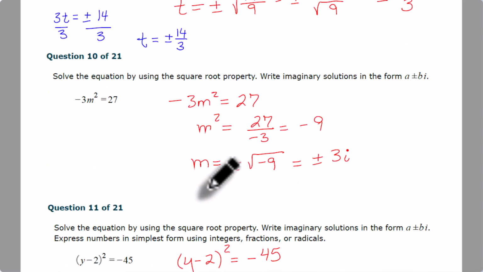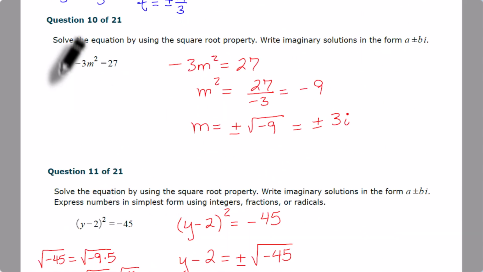All right, question 10, let's see. So I probably should clean this up first. So I'm going to divide both sides by -3. 27 over -3 is a -9. And so I do have something squared equals a number. Now notice I don't need the number to be positive or anything special, any number.